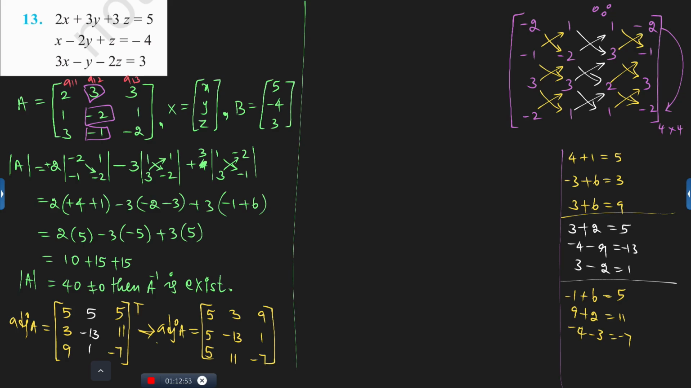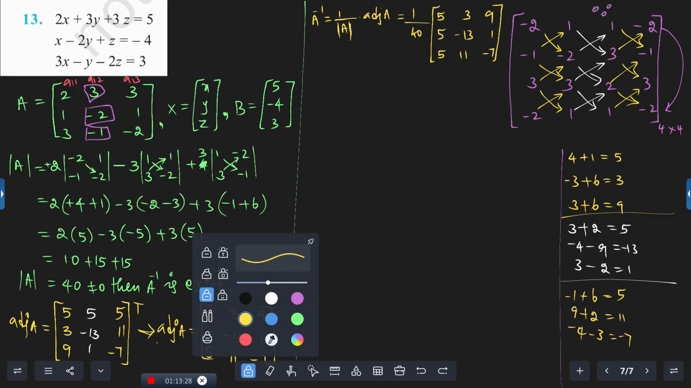Now we will go for writing the A inverse. A inverse is equal to 1 by determinant A into adjoint A. 1 by determinant A value is 40. Adjoint A value we have here: 5 3 9, 5 minus 13 and 1, 5 11 minus 7. Okay, so this is my A inverse. After writing A inverse, we can go back to the product.